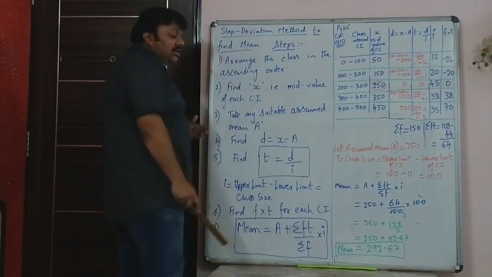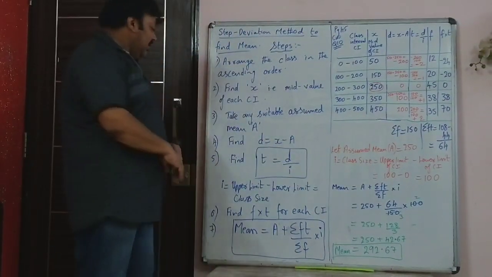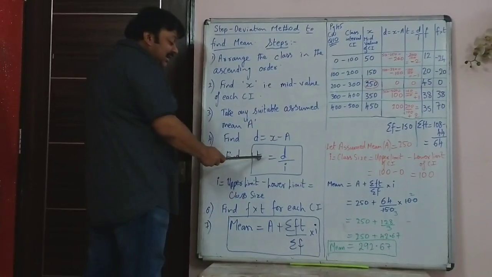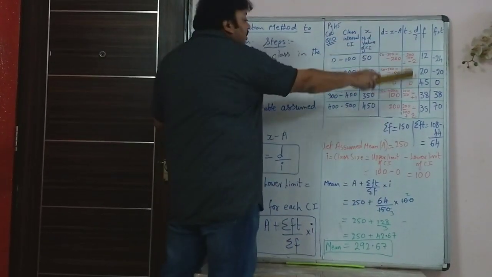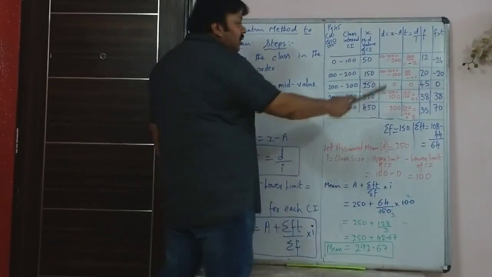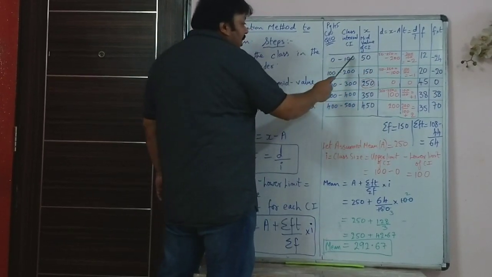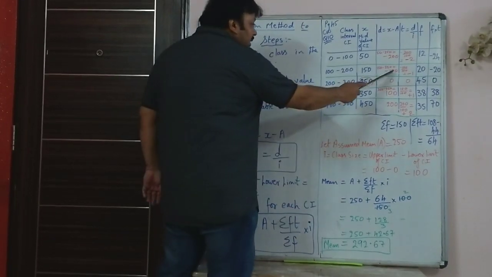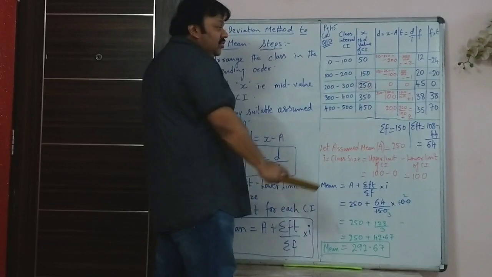500 minus 400, 100. So small i, that is class size, is 100. So using that 100 you are finding t, that is deviation upon i, which is one extra column that you have to make if you are asked step deviation method. So minus 200, that is deviation upon class size 100, so minus 2. Then minus 100 upon class size 100, so minus 1.